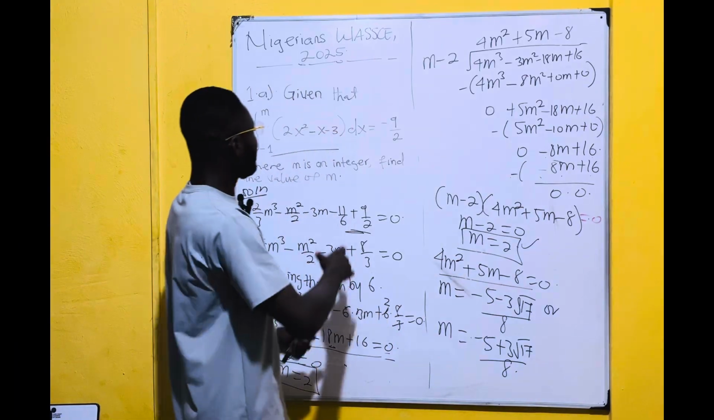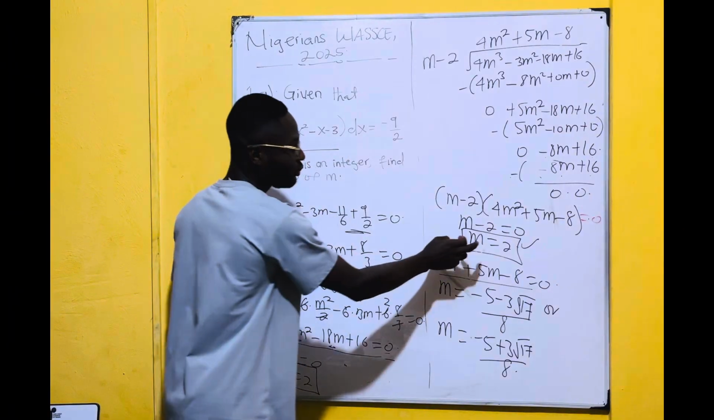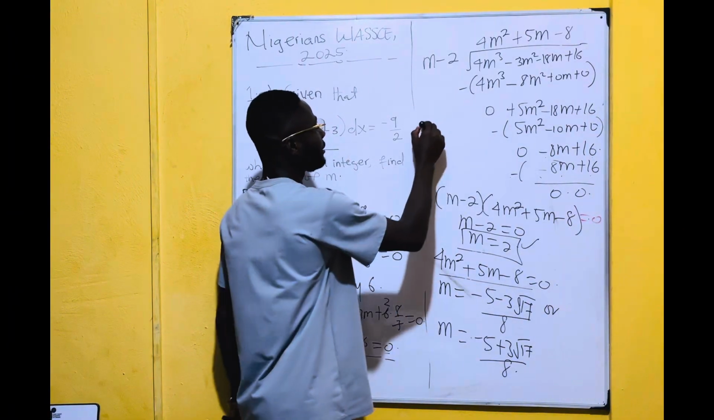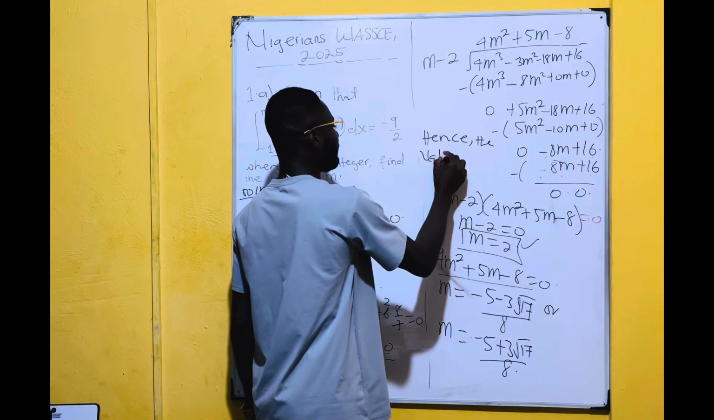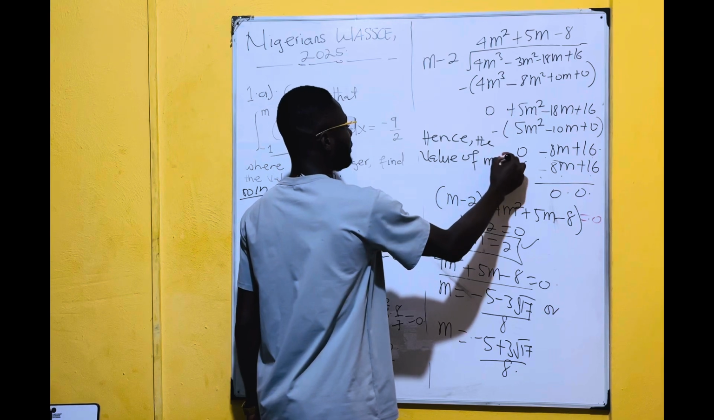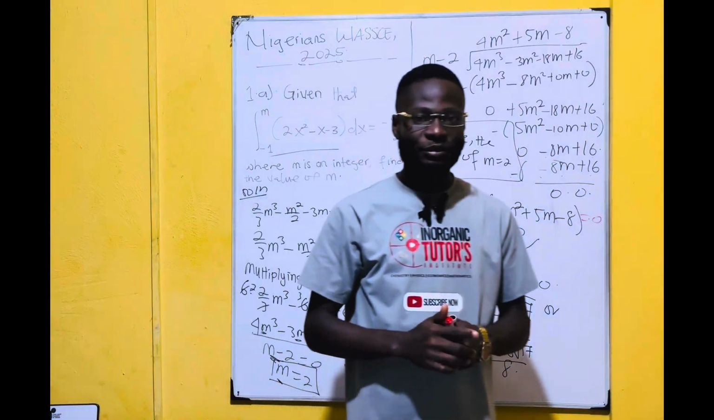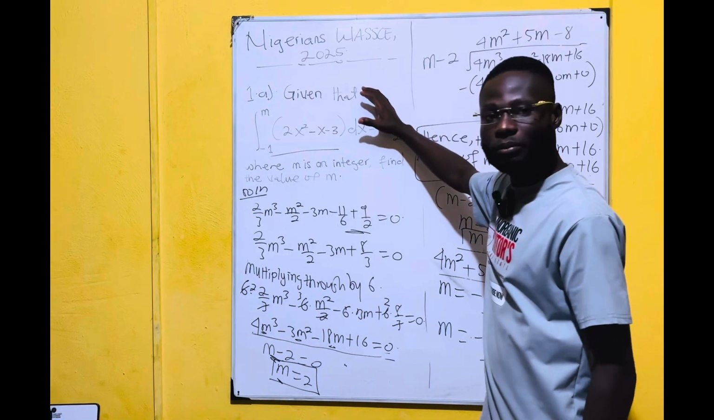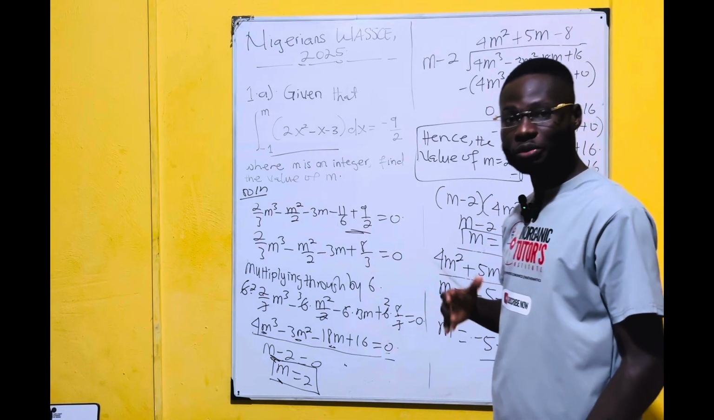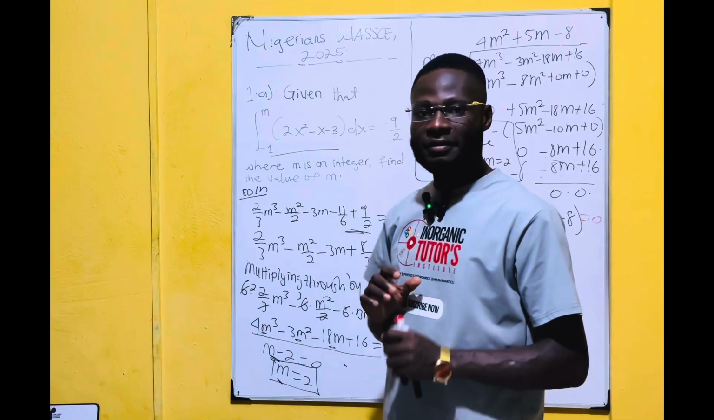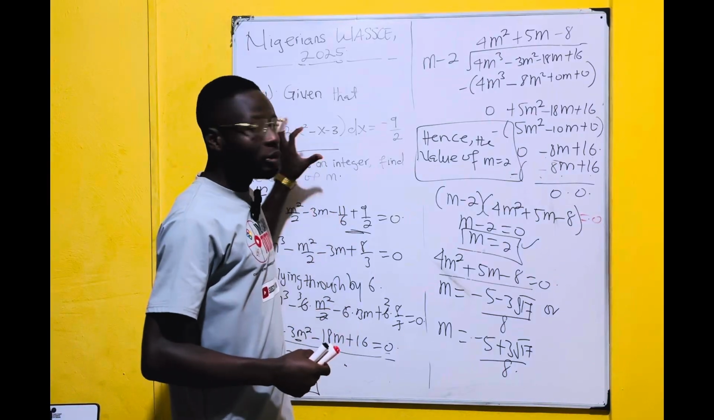So the value of m from this particular problem is basically 2. So we can conclude that, hence, the value of m is equal to 2. Very simple, right? If you have a problem of this nature, this is how you go about it systematically so that you'll be able to get it done very easily. So that is question number 1.